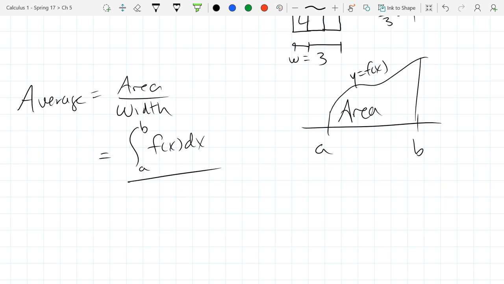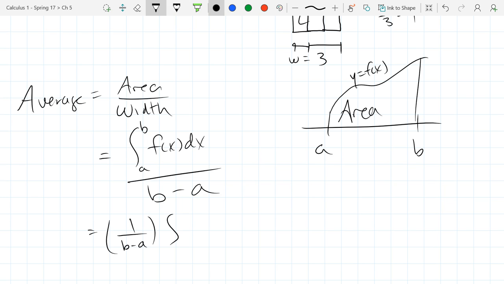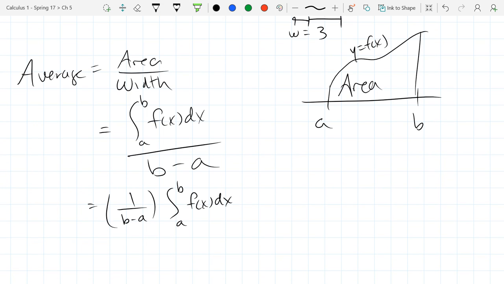B minus A. If you do A minus B, you'll get negative width. So you want to go big minus small, B minus A. And some places you might see it written like this, as a multiplication with the reciprocal, but either way, it means the same thing. So that's the average value on the interval right there.